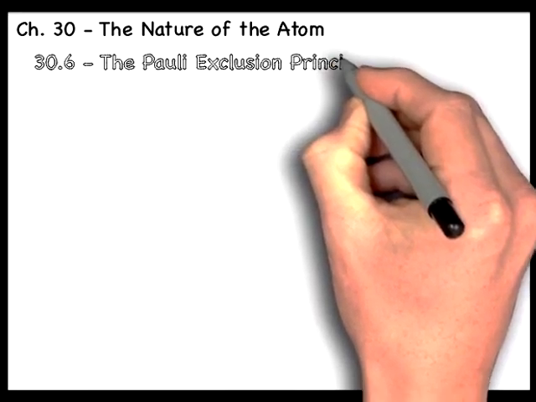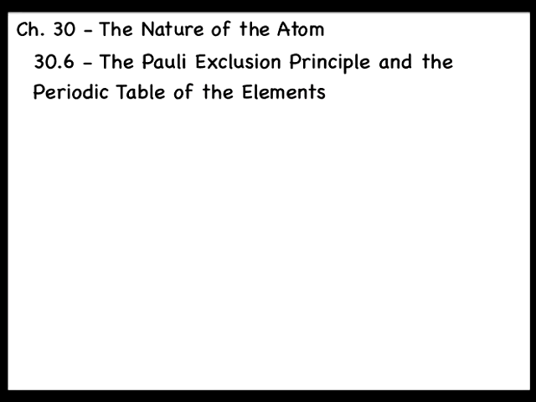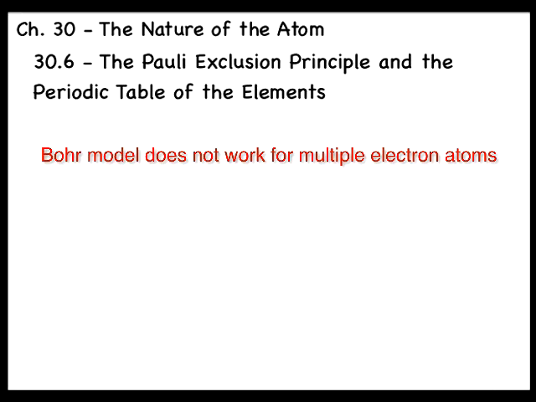Except for hydrogen, all electrically neutral atoms contain more than one electron, with the number given by the atomic number Z of the element. In addition to being attracted by the nucleus, the electrons repel each other. This repulsion contributes to the total energy of the multiple electron atom. As a result, the one electron energy expression for hydrogen, En equals negative 13.6 electron volts times Z squared divided by N squared, does not apply to other neutral atoms.